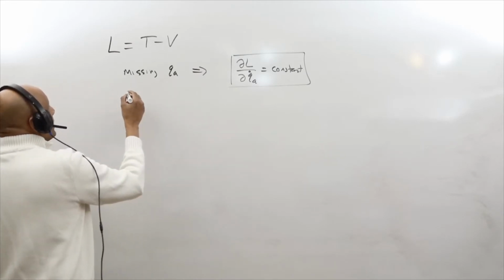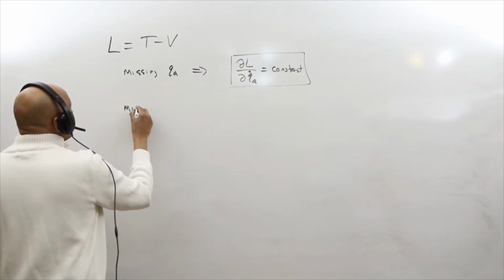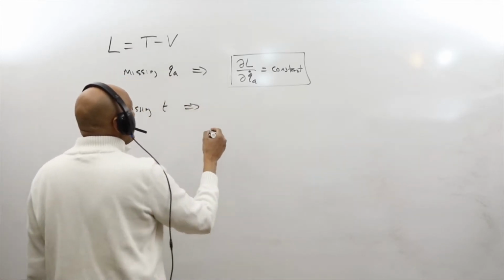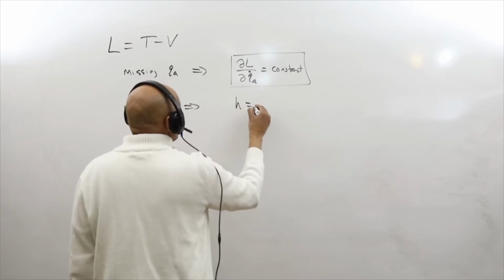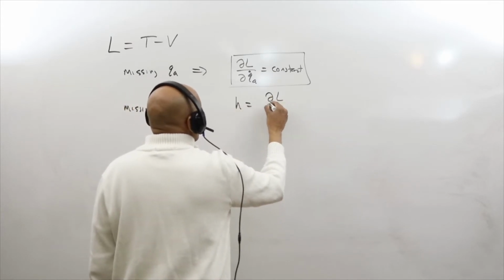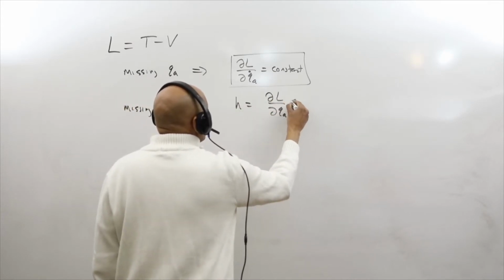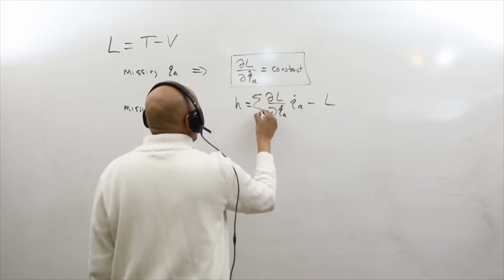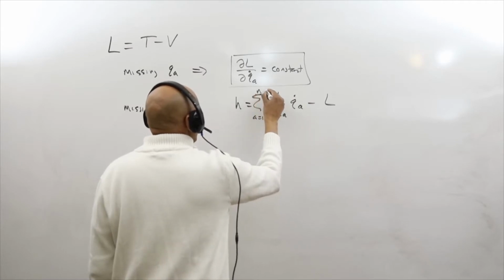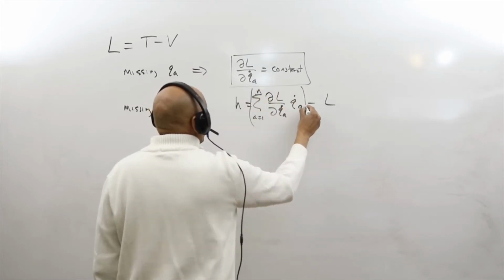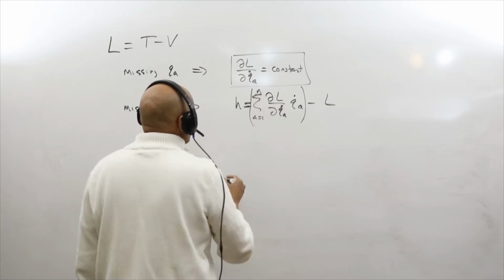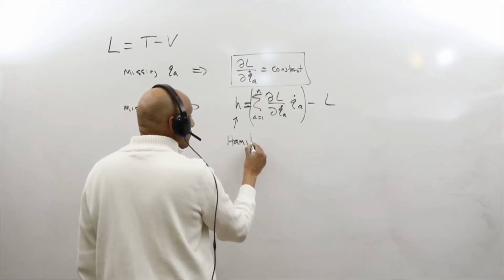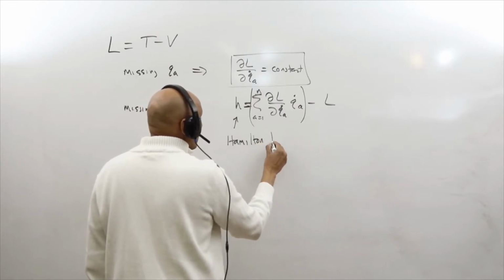But if there's no t in the Lagrangian, we get that the H function, which was defined to be the sum of the partial of L with respect to Q_A dot times Q_A dot, minus L, summing from A is 1 to N, is conserved. I'll put parentheses here. Whatever this is, this is called the H function, the Hamilton H function, not to be confused with the Hamiltonian.